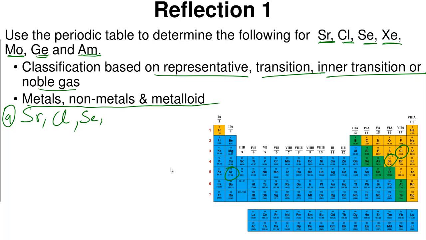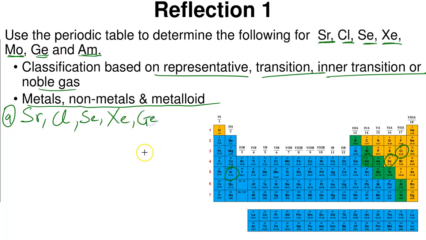And then which other one do we have there? We have xenon, a noble gas. We're going to put it there. Xenon is a noble gas, which is also a representative element. So we're not done. Let's see germanium. Germanium is here, in group 4.